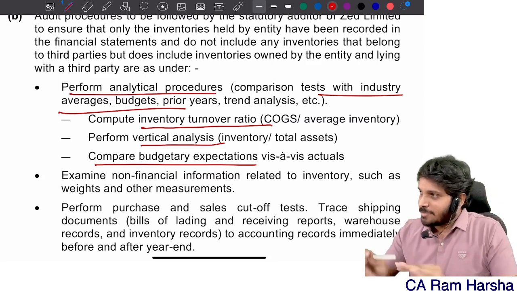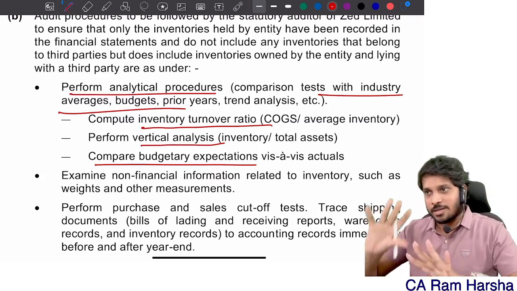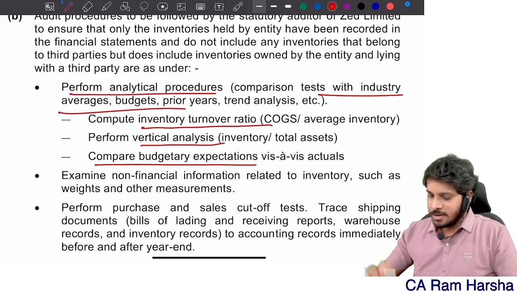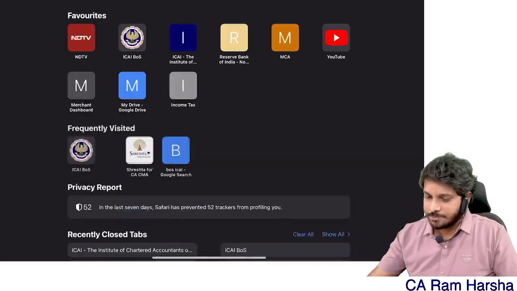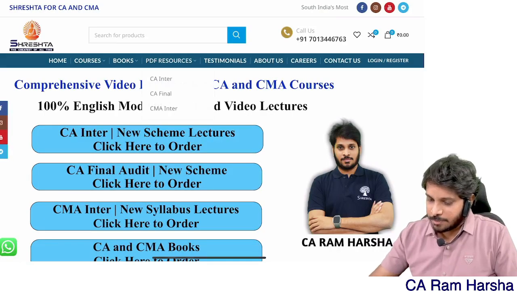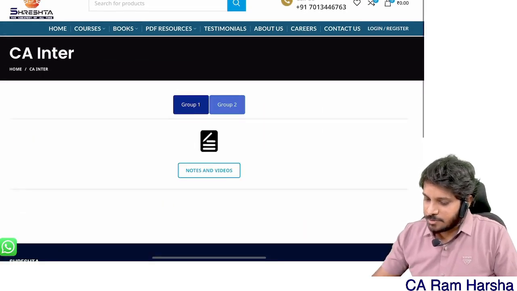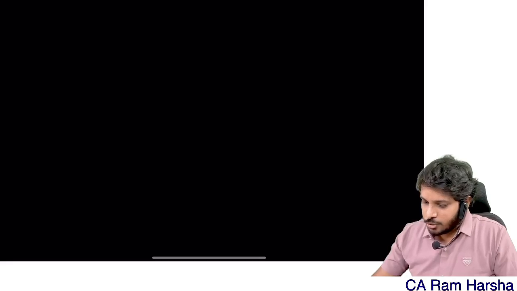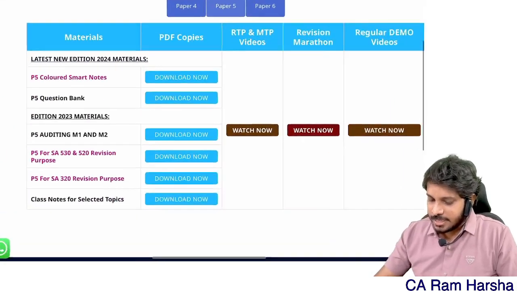So we have a question bank covering all the September attempt, MTP, RTP, all that. We have a comprehensive question bank on the website. You can open this website, and inside this there is a PDF resources. Rest of the CSMA website you can open. Group number 2 and notes, paper 5. Inside this there is a question bank.